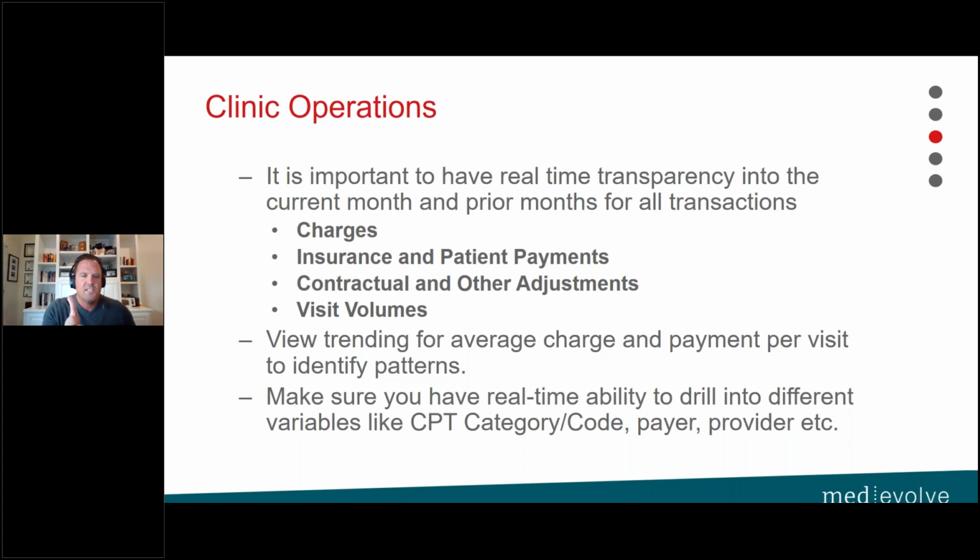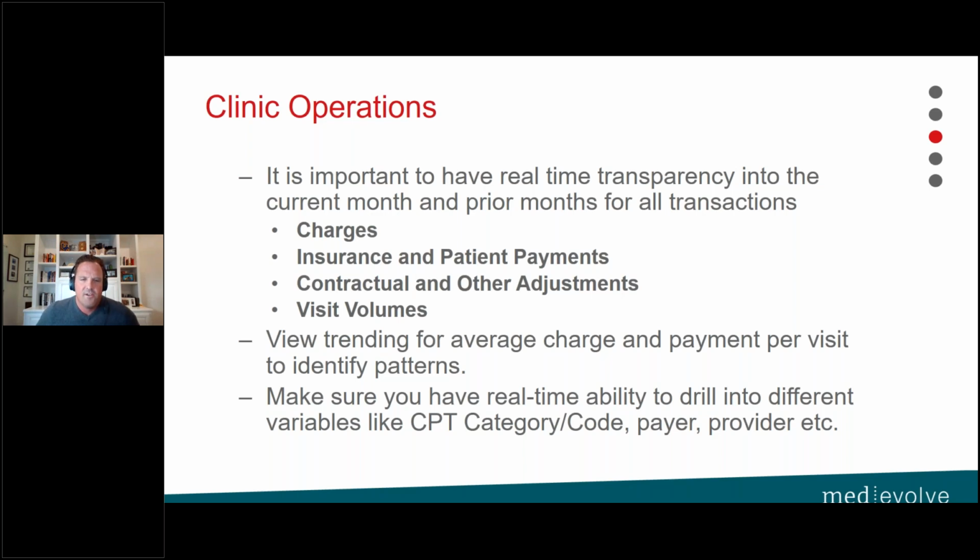But at least weekly, you need to be able to understand the charges that have gone out the door, the insurance and patient payments that have been posted, the contractual and other adjustments, and visit volumes. Pretty basic stuff that you should have a handle on when you're looking at how your revenue cycle is doing, especially this month compared to prior months. And do I need to make strategic changes or run some audibles to have a better chance of having a really good month, right?